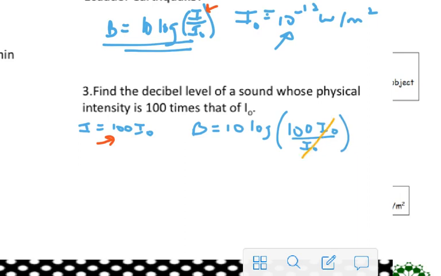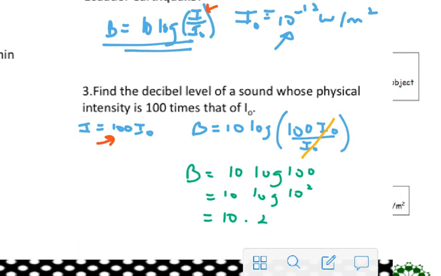And so B is going to be equal to 10 log 100. Okay, so we know that 100 is 10 squared. So this is 10 log 10 squared. We know log base 10 of 10 squared is 2. So this is going to be 10 times 2, or 20 decibels. All right, and there we have it. That is our lesson.